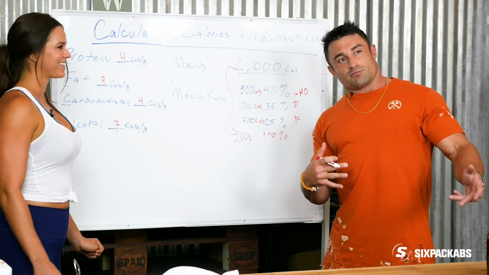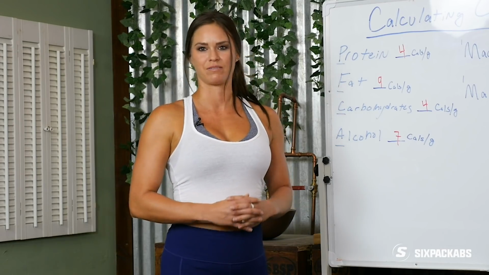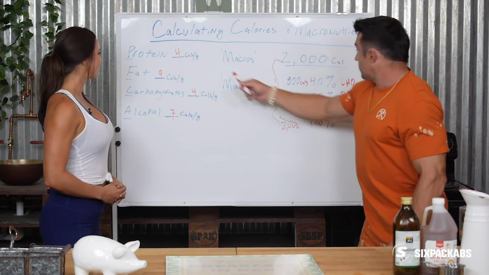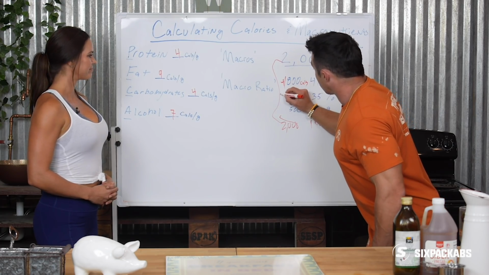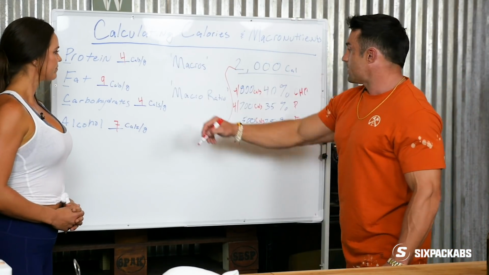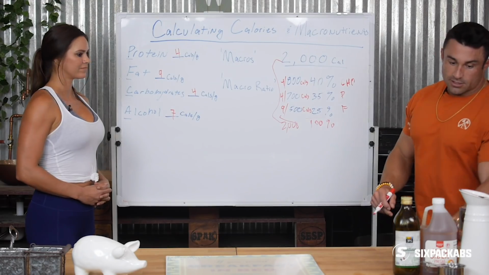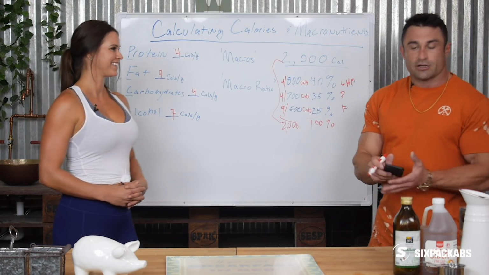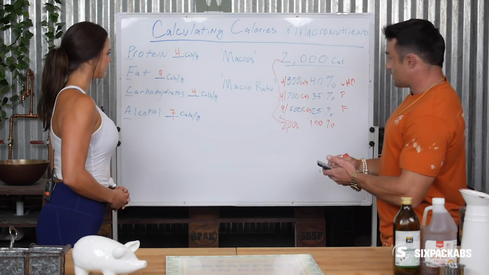Remember Mrs. Rose, our math teacher? Yeah, we're gonna need her again. Basic math, guys. So we're gonna divide 4 into 800. We're gonna divide 4 into 700, because remember, protein and carbohydrates both have 4 calories per gram. And then we're gonna divide 9 into 500. So I've got my handy dandy calculator up here, just so we can make sure, and we're gonna show you guys live how we do this.